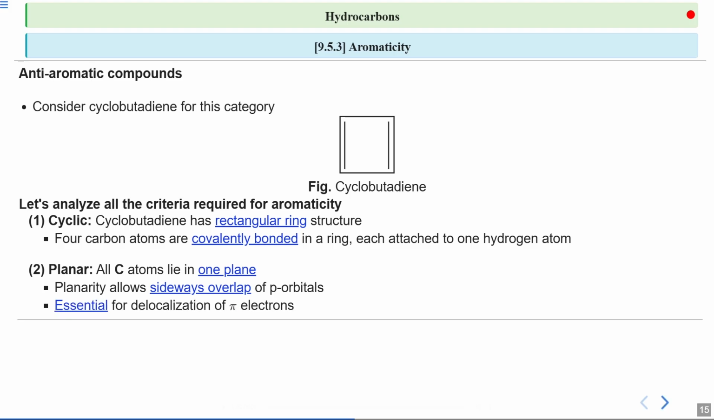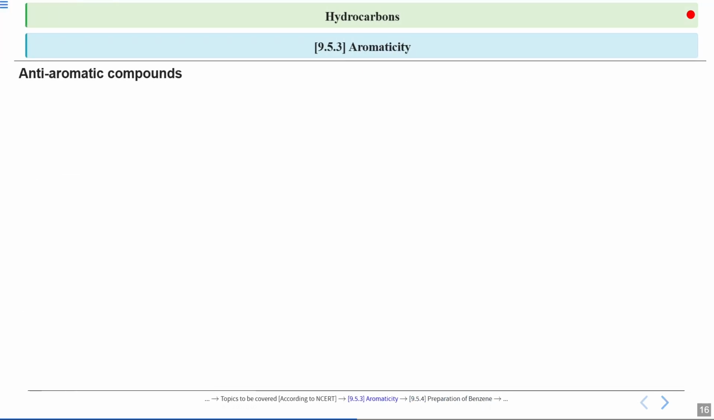And hence, you can say that your electrons are not only stuck between 2 carbons, but they are being delocalized over the entire ring, which is a requirement for an anti-aromatic system. Continuing further.